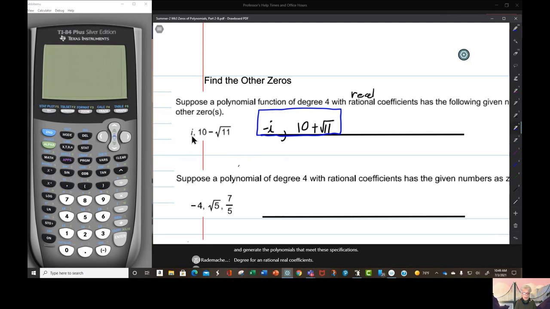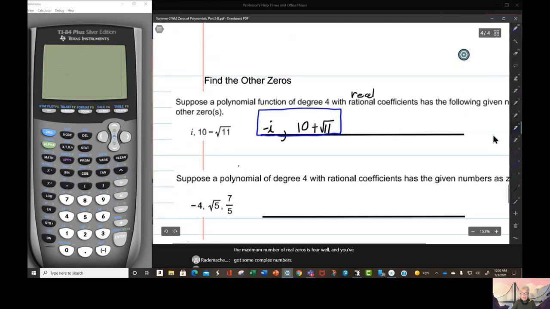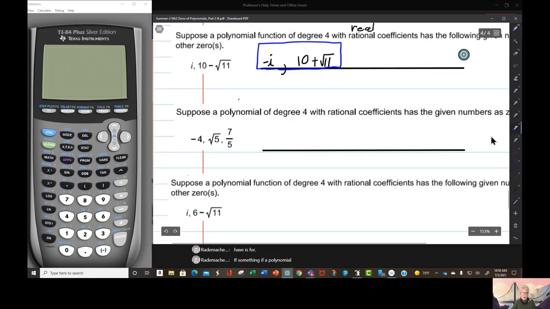Notice that now you will have 1, 2, 3, 4 zeros. Degree 4, the maximum number of real zeros is 4. Well, and you've got some complex numbers. Actually, the truth is the maximum number of zeros you can have is 4, if a polynomial is degree 4.